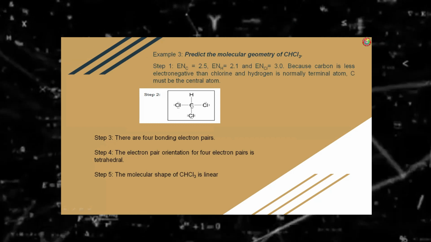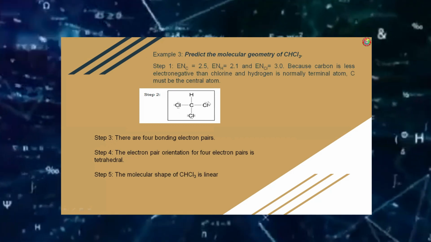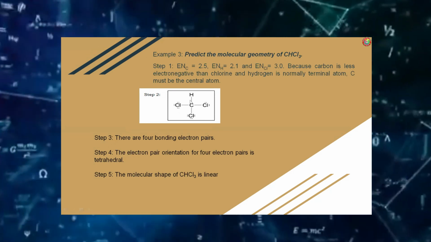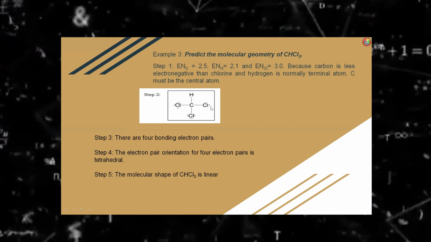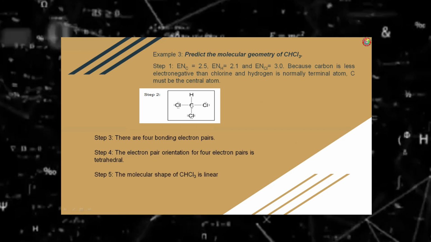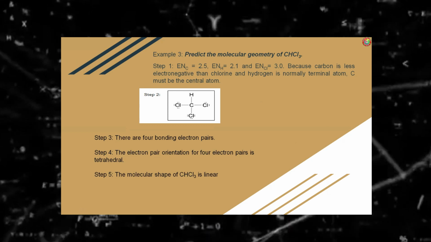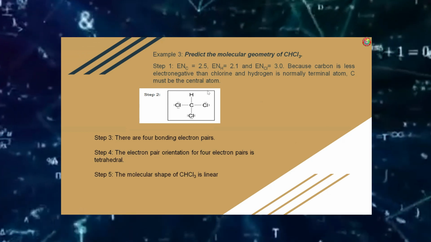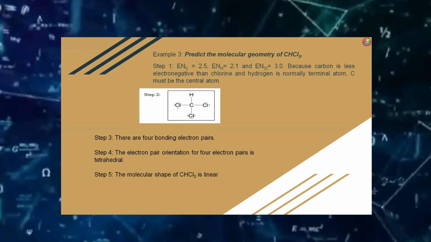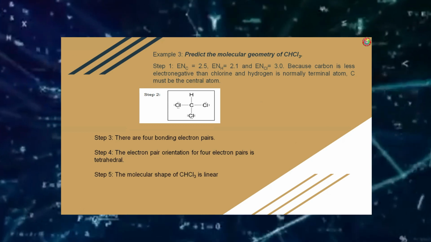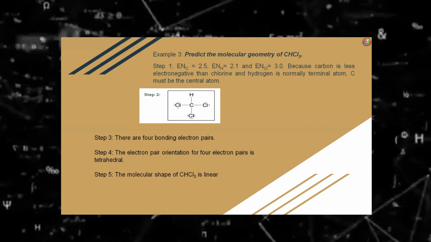So in step 2, we have here the molecular formula of trichloromethane. We have C here as the central atom. We have 3 chlorines and 1 hydrogen. So of course we're going to check: we have 2, 4, 6, 8 for each chlorine, and for the hydrogen, we have 2. In step 3, there are 4 bonding electron pairs: 1, 2, 3, 4. Step 4, the electron pair orientation for 4 electron pairs is tetrahedral. Step 5, the molecular shape of trichloromethane is tetrahedral.